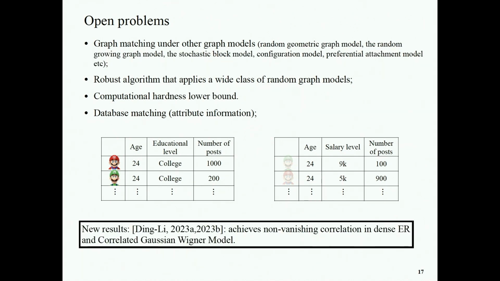And here are the slides. Here is some new exciting result just posted this month by Jianding and his co-author Zhang Songli. They developed another new algorithm that can achieve non-vanishing correlations for the dense Otter-Stanley case and the correlated Gaussian-Wigner model. And you can also check it online.